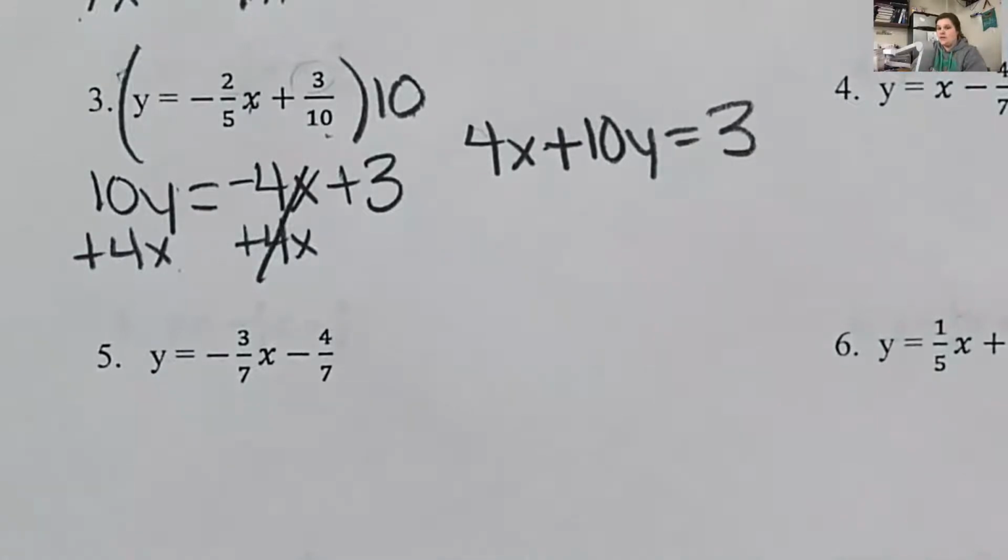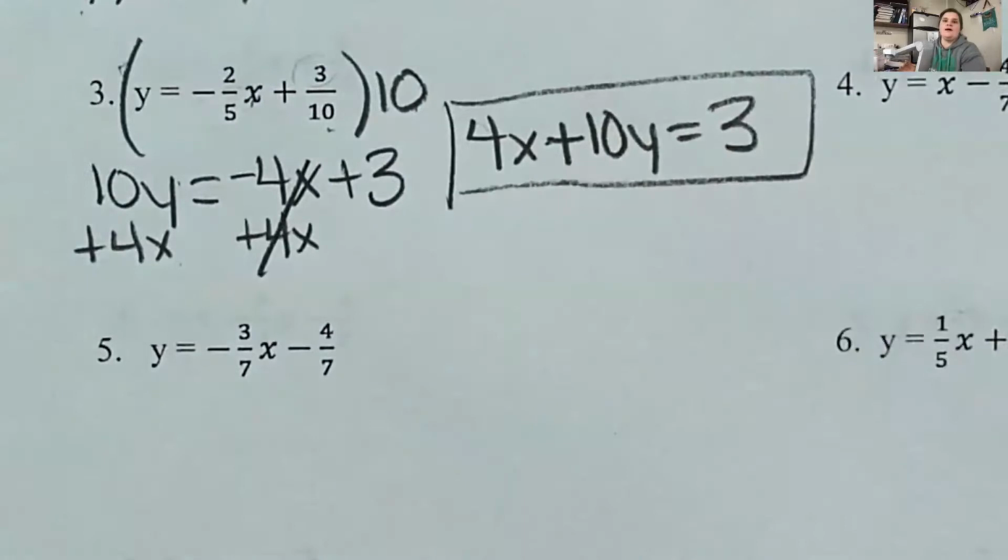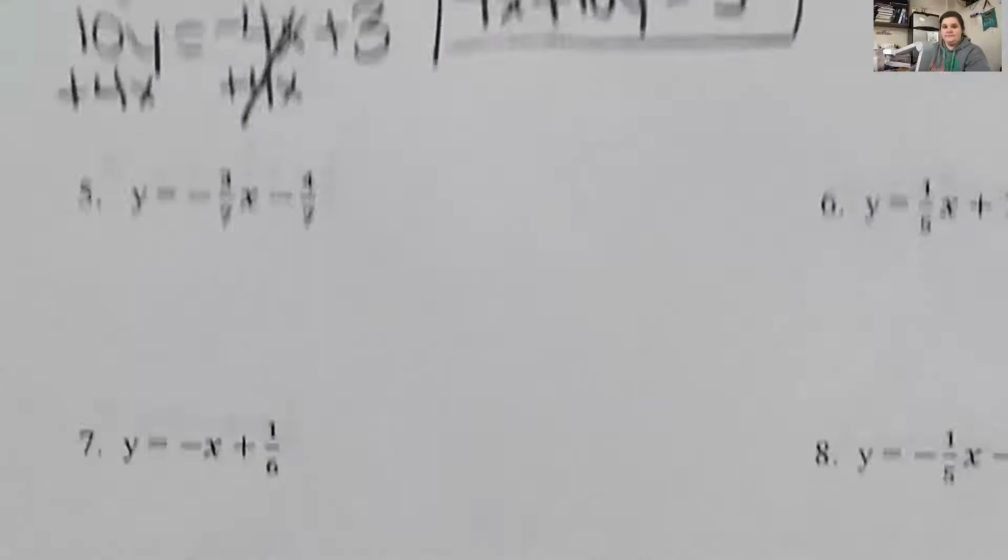Okay, so now check. Are all my x's and y's on one side? Do I have any fractions? So that's good. And is the number in front of my x positive? Well, this one already is. I don't even have to do anymore. So that's the standard form of that equation, of that line. Okay. Let's try the next one.